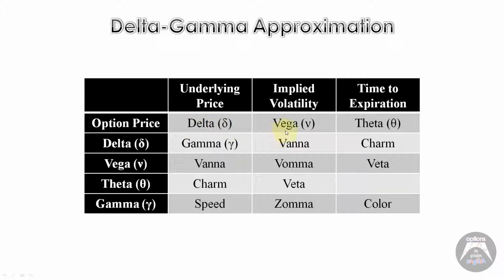Vega measures the change in option price when implied volatility changes. So for example, if an option has 1 Vega, that means that if the implied volatility goes higher by 1%, it'll make $1 in profit from that move.